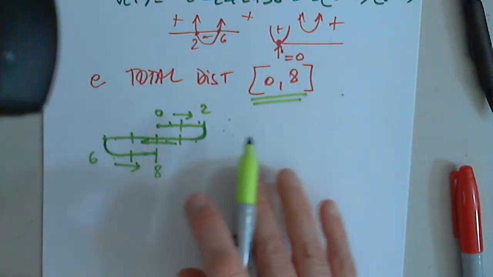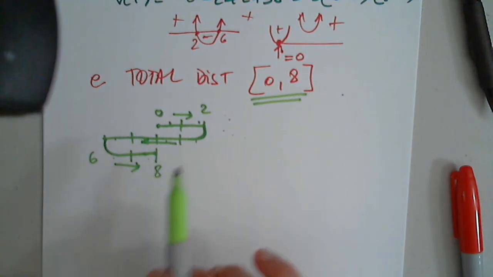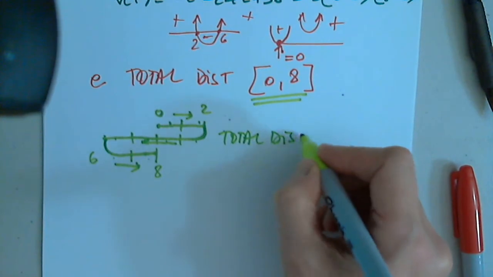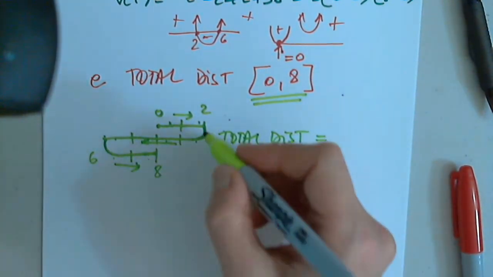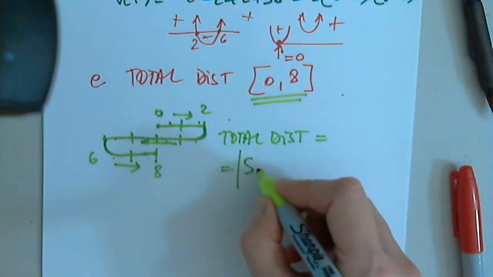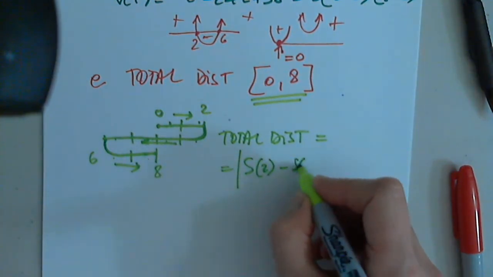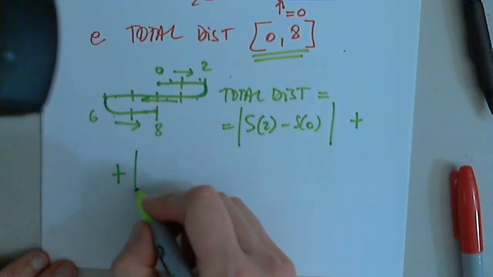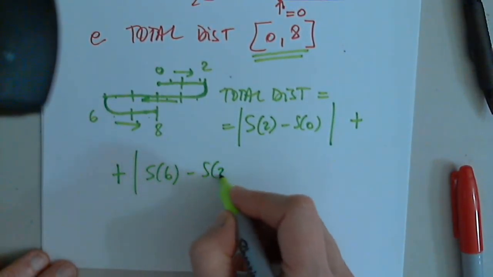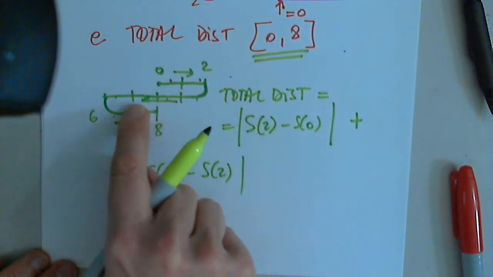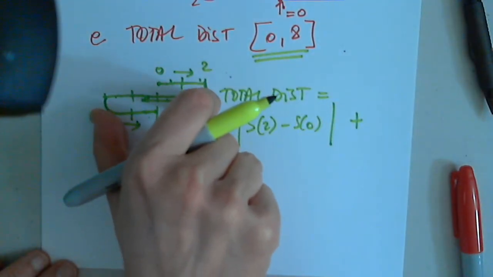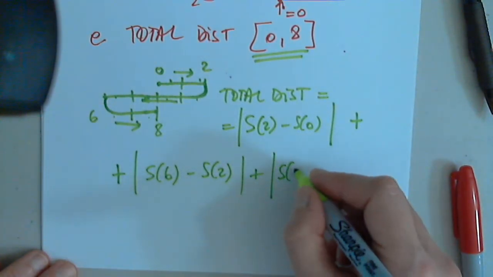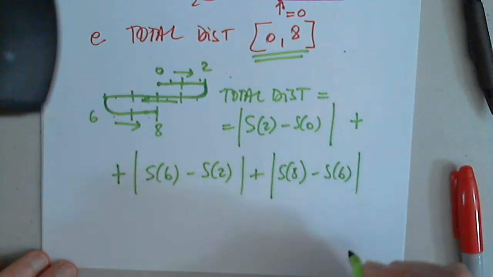However, it doesn't matter if the direction is positive or negative. The total distance will equal the absolute value of S of 2 minus S of 0, plus the absolute value of S of 6 minus S of 2. Even if this is a negative direction, it still accumulates distance. And then plus the absolute value of S of 8 minus S of 6.